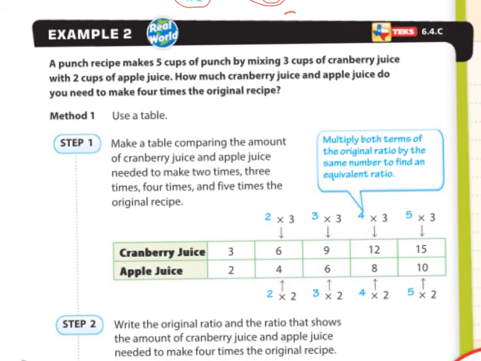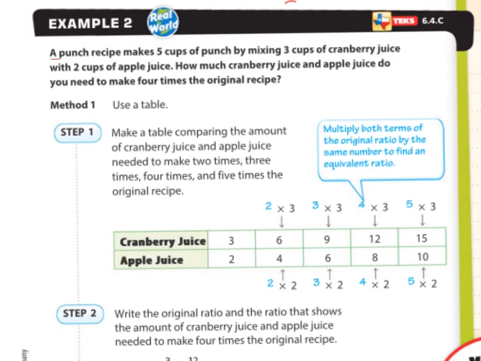A punch recipe makes 5 cups of punch by mixing 3 cups of cranberry juice. Some of you guys are writing down long questions like this, and it's making you take an hour to take notes. Do not write down this problem, please.